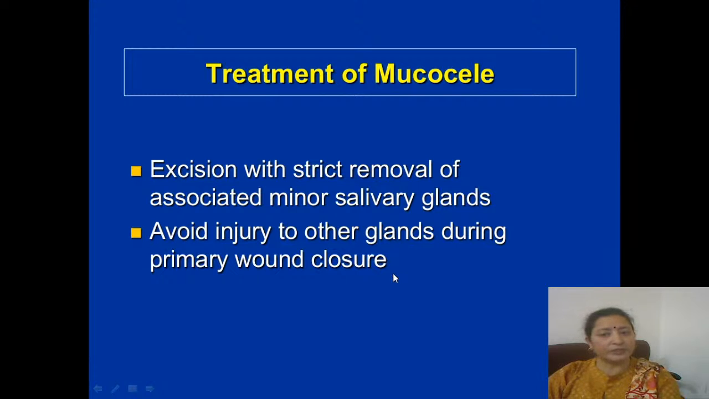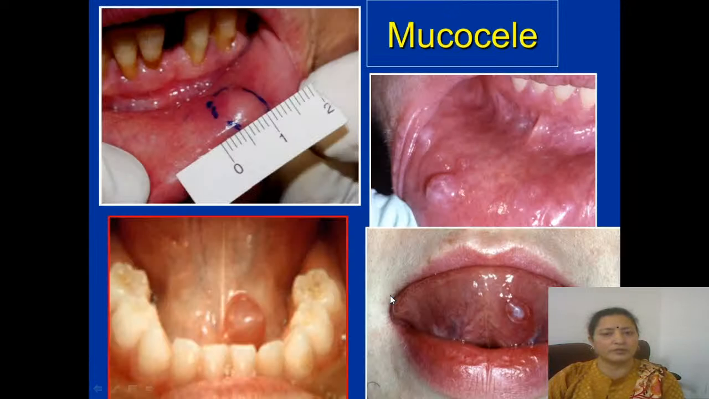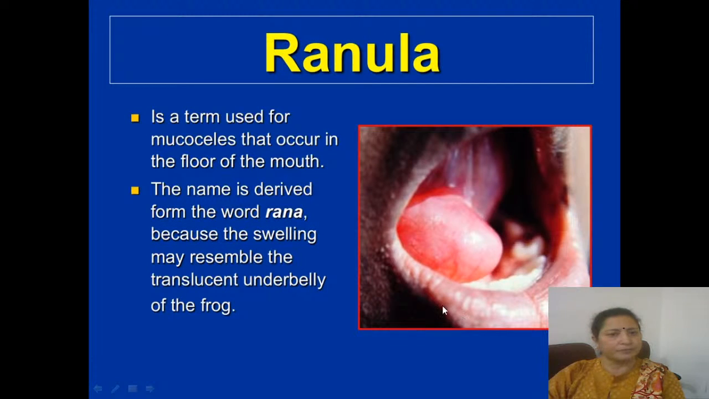While we are doing this, it's a very delicate procedure where you have to be careful that while improving the present condition, that is the mucocele, you should not create many more problems by injuring the adjacent structures that may have ducts of other minor salivary glands. Another few pictures you can see here, they are all mucoceles presenting in different form and locations.